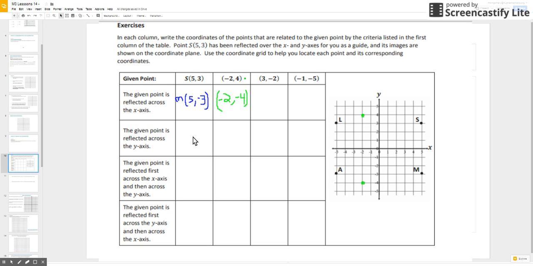All right, welcome back. Let's go over the next point. It says the given point is reflected across the y-axis. So once again, we're still talking about S here. Reflected over the y-axis. Well, here's the y-axis. It goes over 1, 2, 3, 4, 5 points over. So that means its reflection must go 5 points the other way. So its reflection now is L.